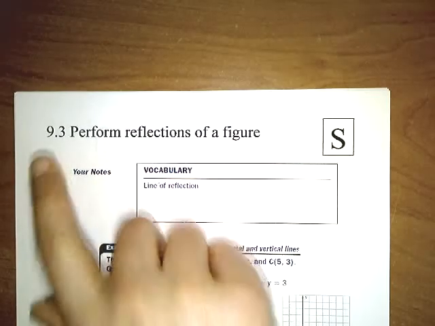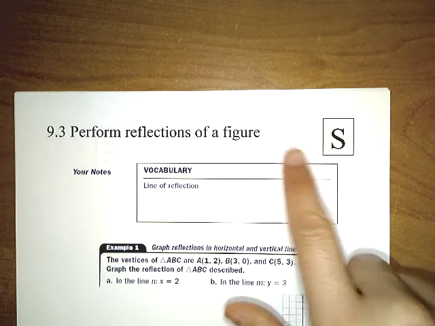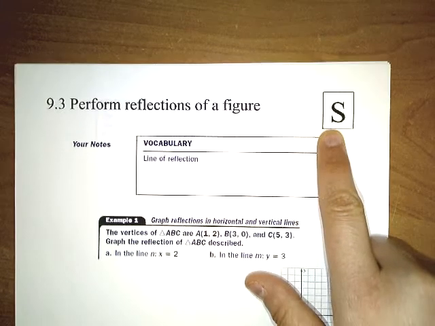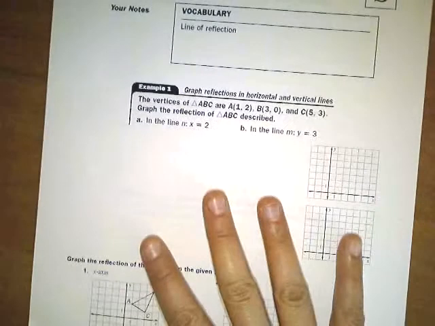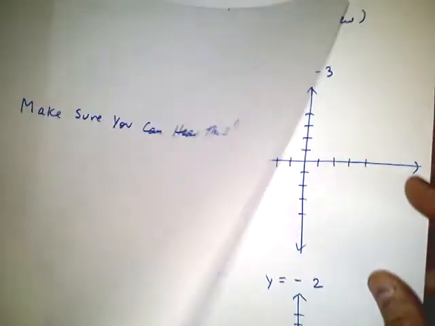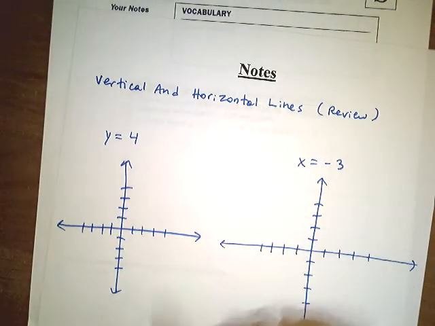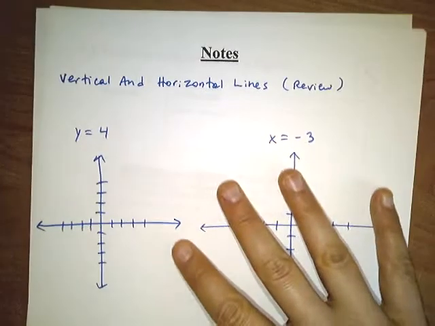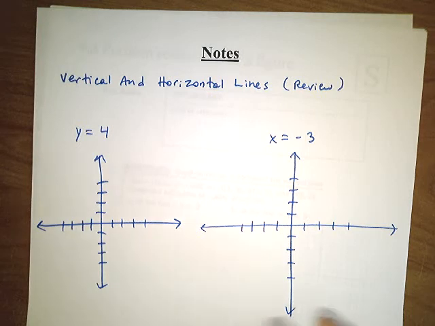We were working on this page on Friday, the 9.3 Learning Targets. We had finished this page, but I just want to go back, and if you could go to your notes pages, the extra pages in the back of your study guide, that would be great. I'm just going to do a quick review of how to think about vertical and horizontal lines, and how to graph them.